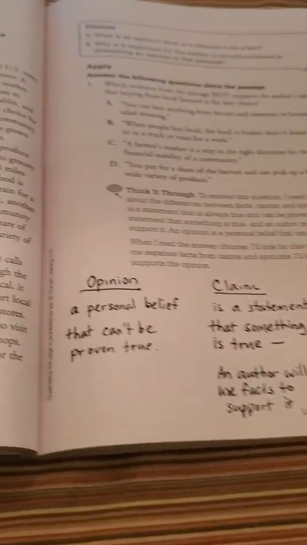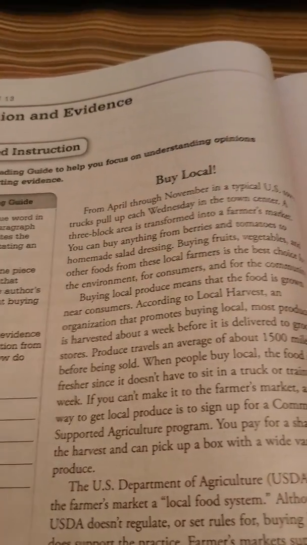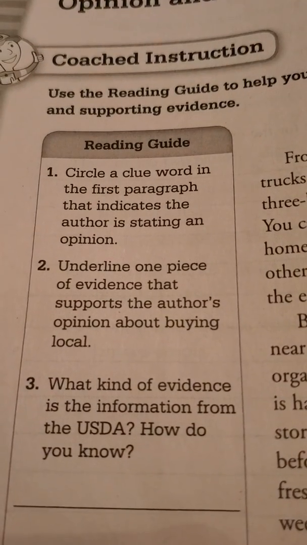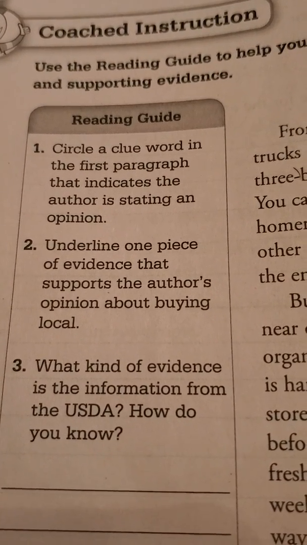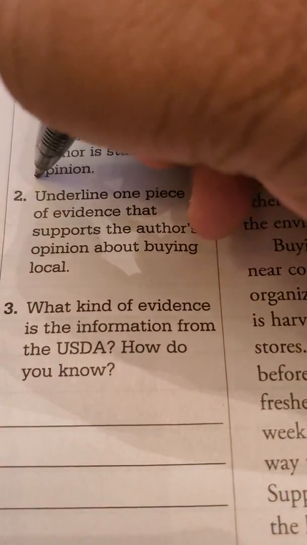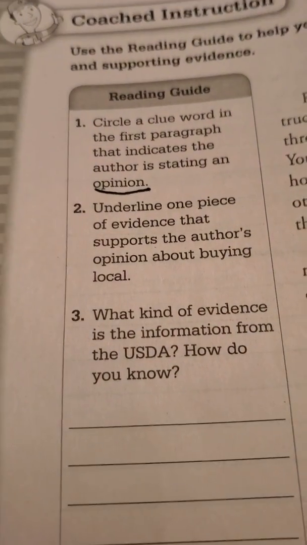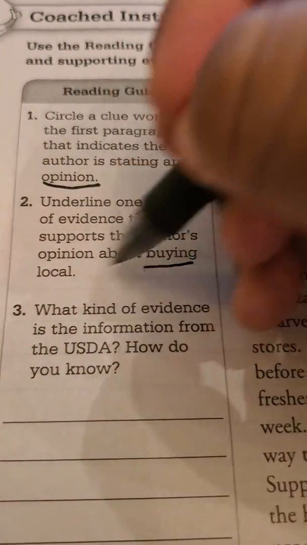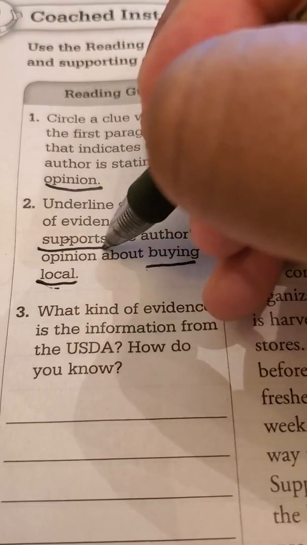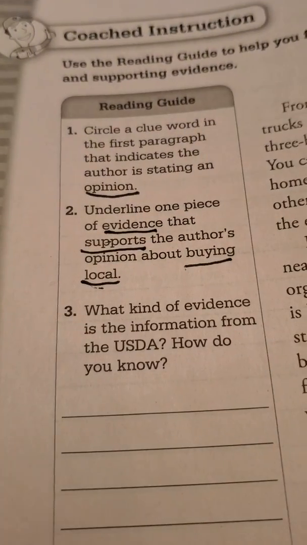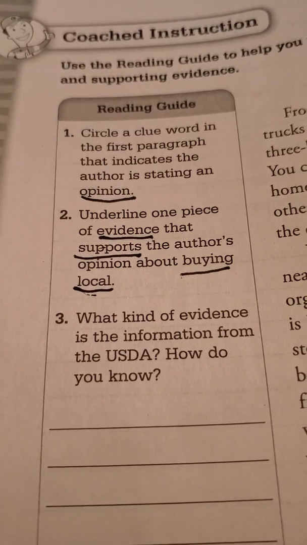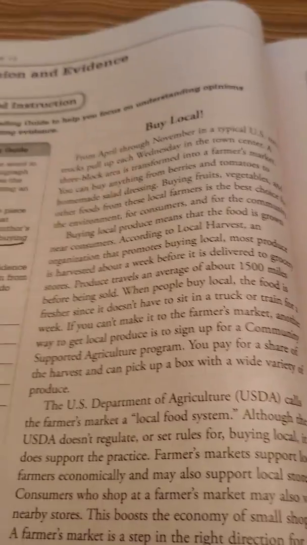So as we do the coach instruction, we're going to read an article called Buy Local, and we're going to answer a few questions. We're going to look for clue words in the first paragraph that indicate the author is stating an opinion. So remember, an opinion is a belief statement. Underline one piece of evidence that supports the author's opinion about buying local. So we're looking for evidence that supports something. And then 3, what kind of evidence is the information from the USDA? How do you know? So we're going to look for those 3 things as we read. Okay, so let's get started.